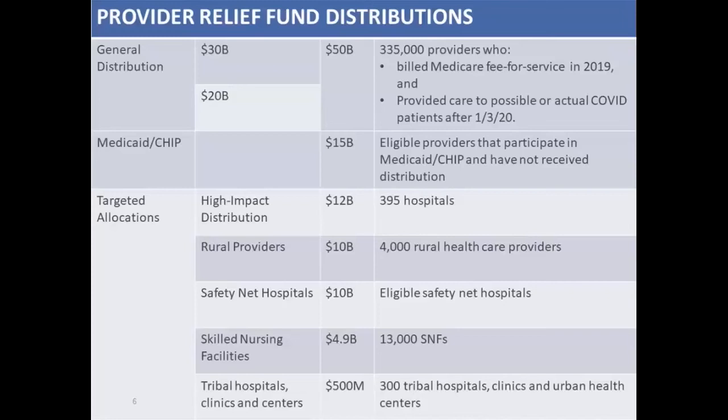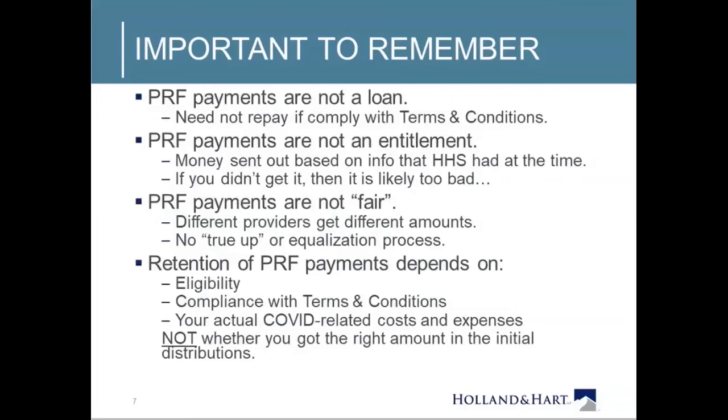In addition, there's a series of targeted allocations. The first general distribution went out to all Medicare fee-for-service providers. The targeted allocations went out to certain types of providers. There were some that went to high-impact distribution, primarily hospitals in high-impact areas. There was an additional tranche that went to rural providers, including hospitals and rural health centers and the like. An additional tranche went to safety net hospitals. An additional $4.9 billion went to skilled nursing facilities. And then $500 million went to tribal hospitals and the like. With each of these tranches, whenever you get money from the government, there's always strings attached.